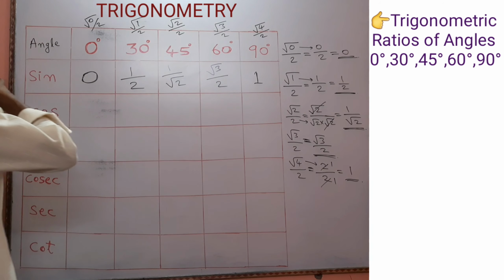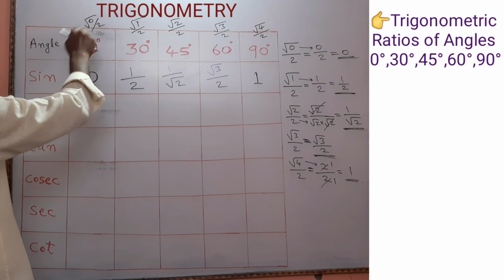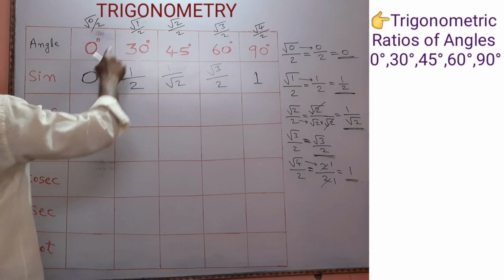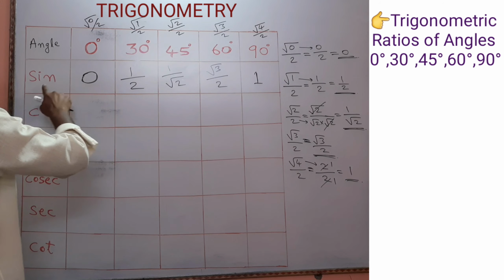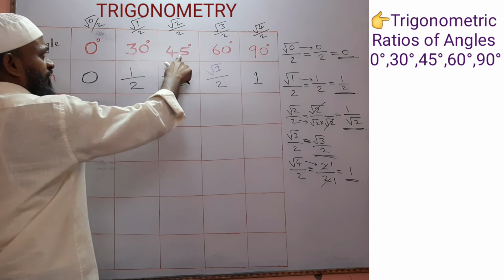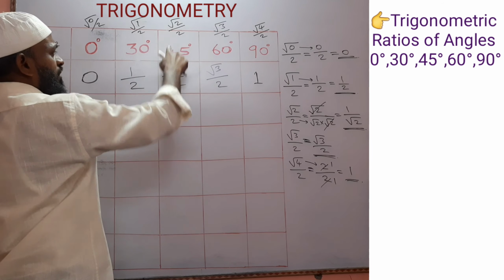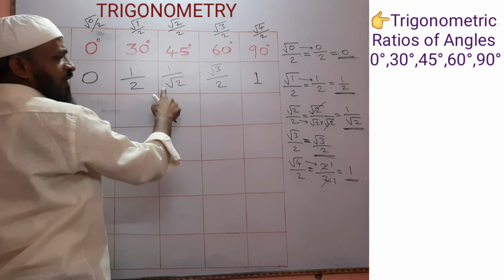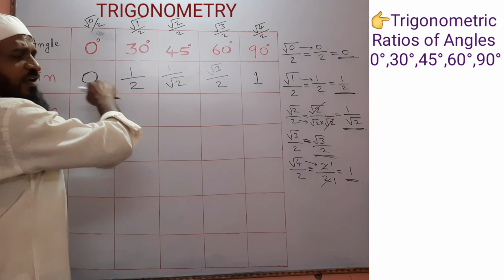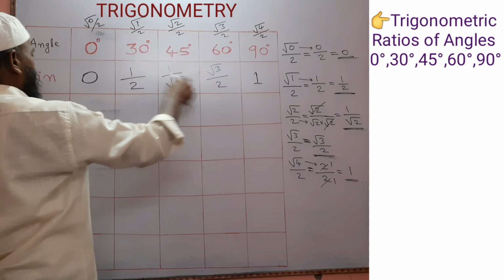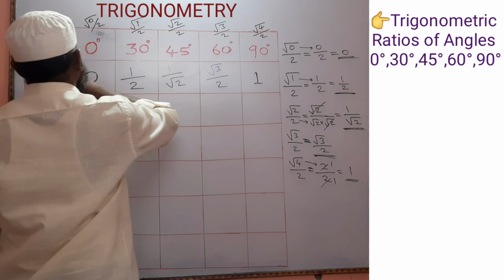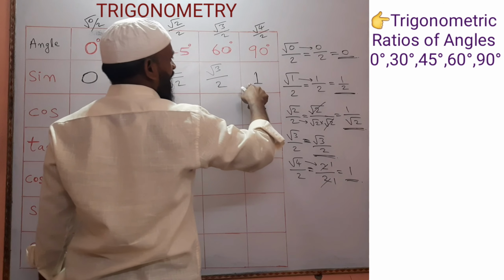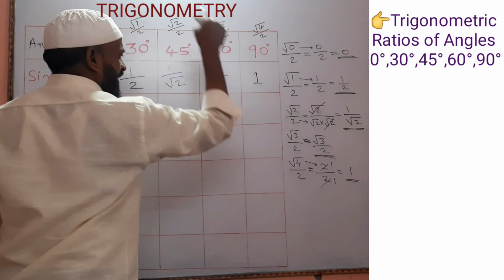From this trick, students, very simple. First of all, take square root 0 by 2 is 0 only. Square root 1 by 2 is 1 by 2 only. Sine 30 is 1 by 2. For sine 45 degree, square root 2 divided by 2, which is 1 by root 2. For sine 60, divide square root 3 by 2. So the sine 60 value is square root 3 by 2 only. For sine 90 degree, square root 4 divided by 2. After solving we get 1. So sine 90 value is 1.